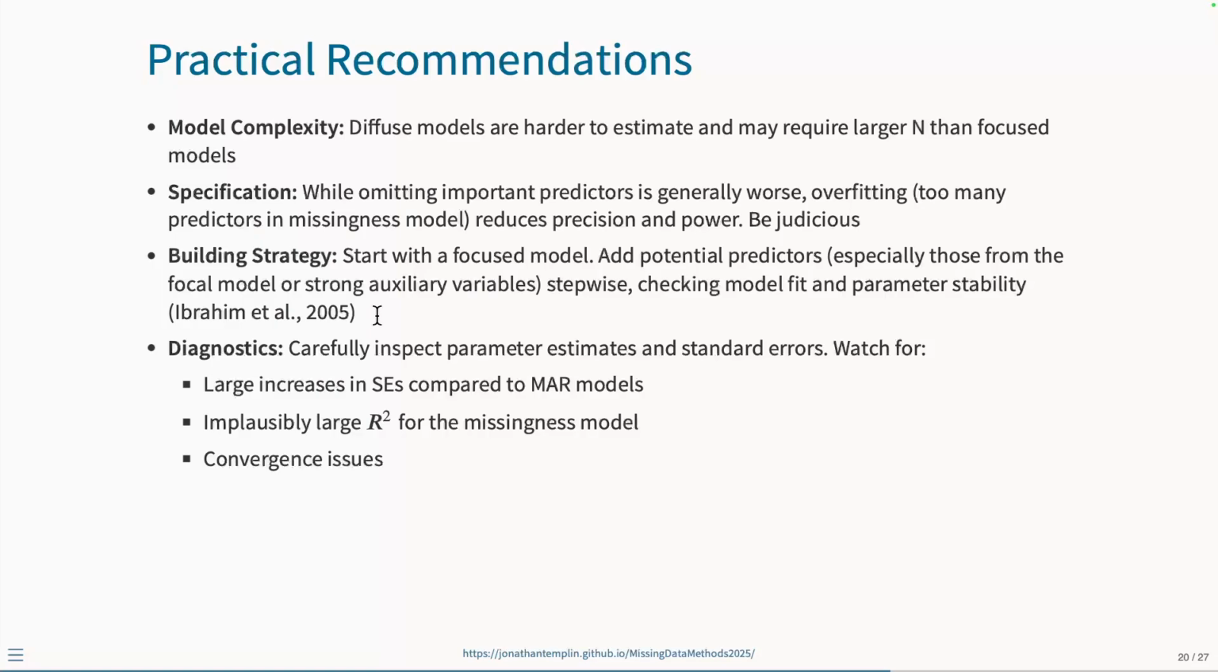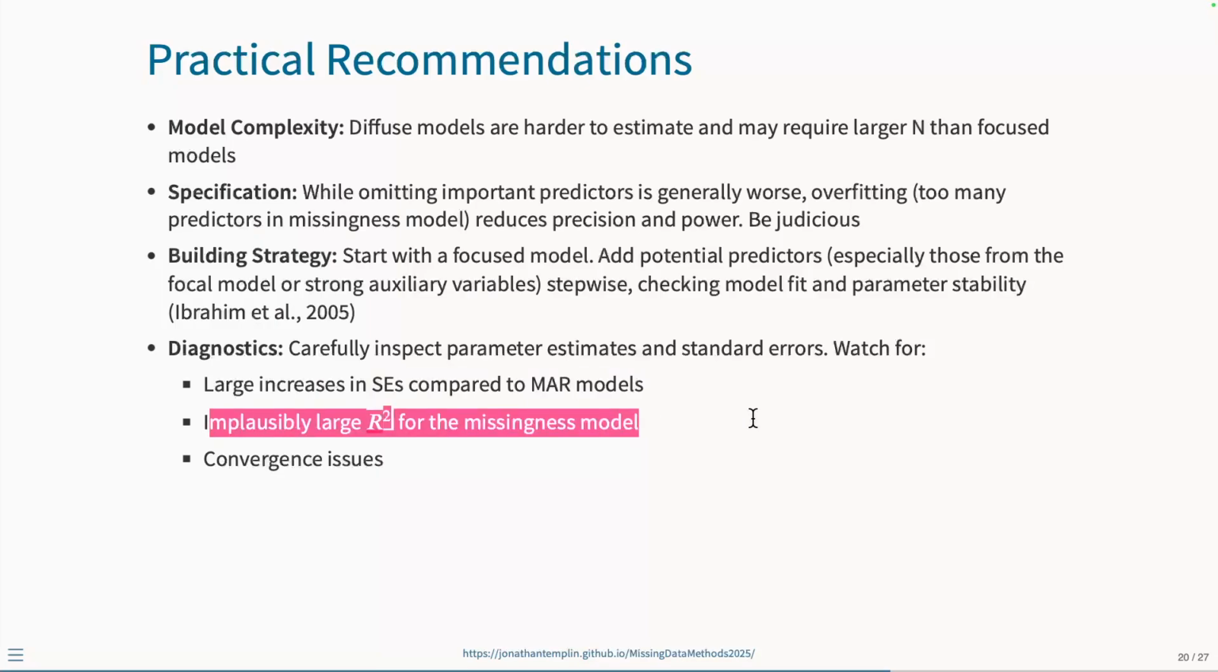The diagnostics are carefully inspecting parameter estimates and standard errors. Watch for large increases in standard errors compared to missing at random models. That's the impact of the missing data assumptions at play itself. Or implausibly large R squared values for the missingness model.